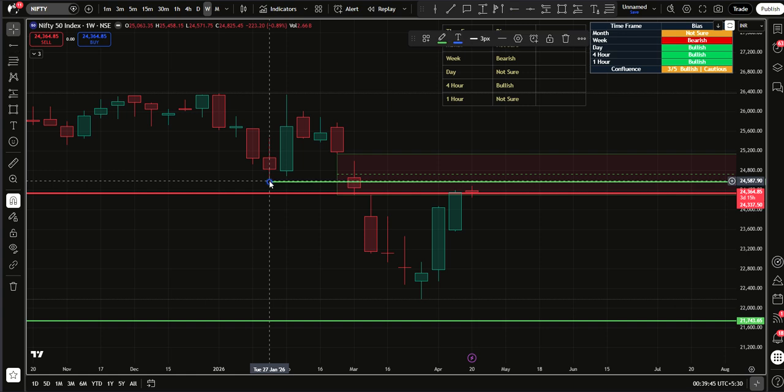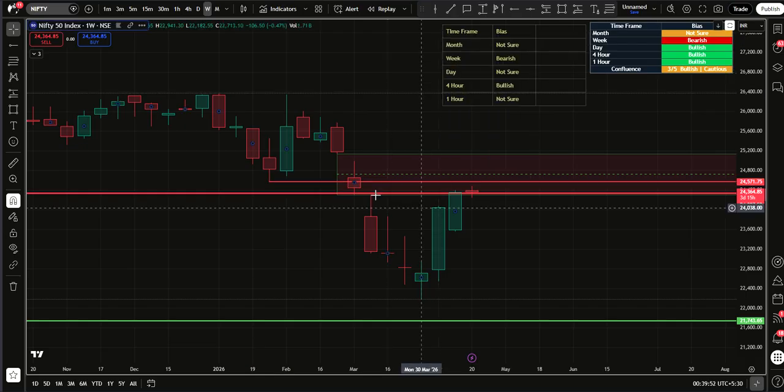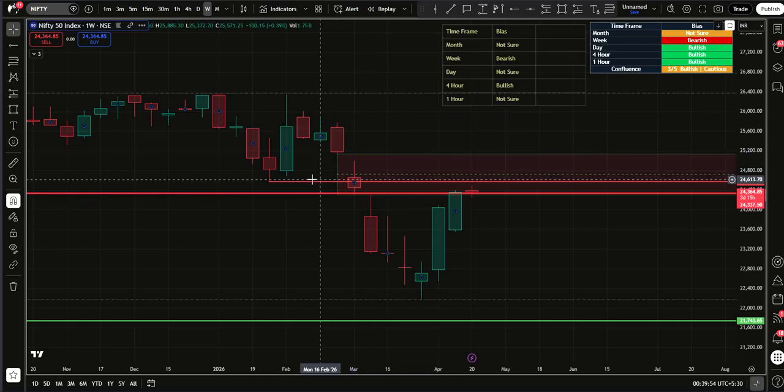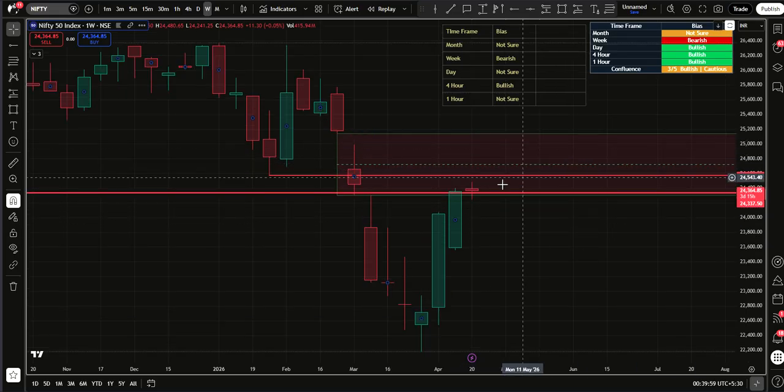There's another swing low in here. A swing low in a fair value gap is a sort of confluence of two PD arrays, and that is again a strong area of sellers. So this is where I said Nifty could consolidate for some time.